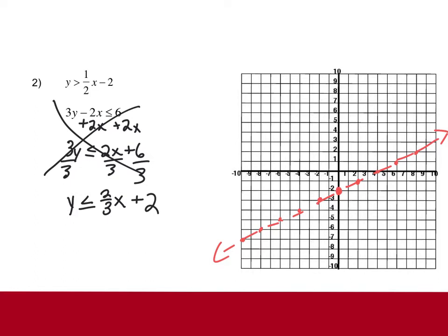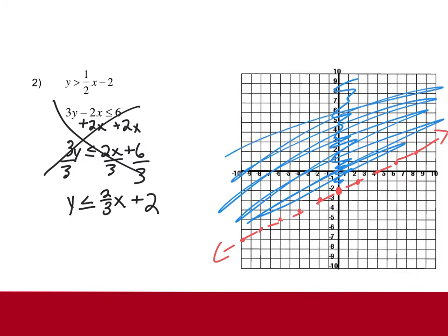This is y is greater than this line, which means that I need to lightly shade. If y is greater, above or below? Above. Shade the y values above and lightly shade this whole line. Above. Next one.